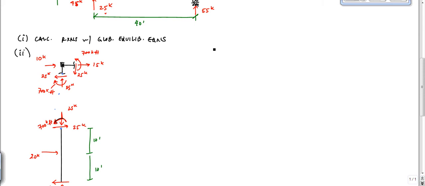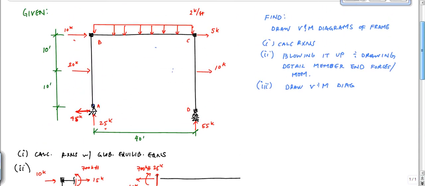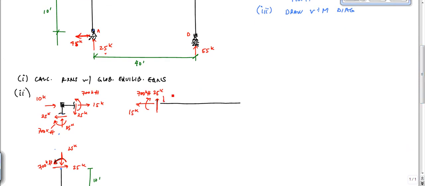That second member is over here like that. I'm going to have equal and opposite again. So I'll have here 25 kips upwards, 15 kips this way, and 700 kip feet this way. 700 kip feet like that. And on this member here, which is 40 feet long, I have a uniformly distributed load that goes all the way here of 2 kip per foot.